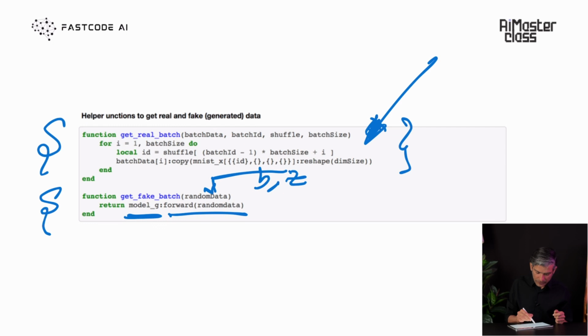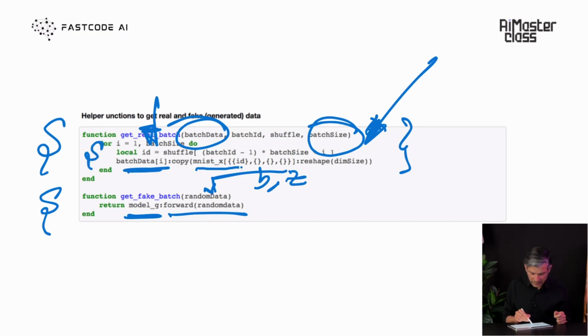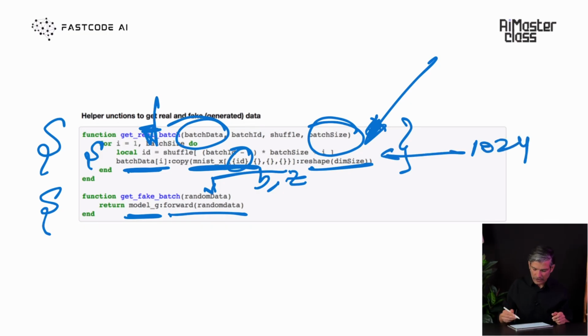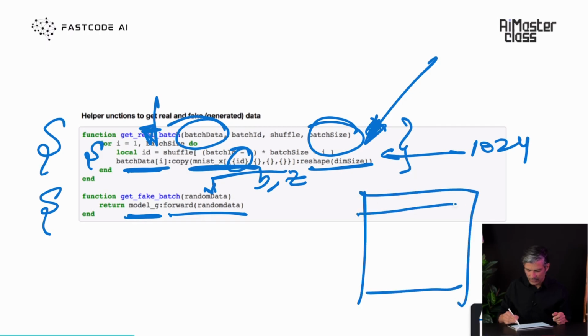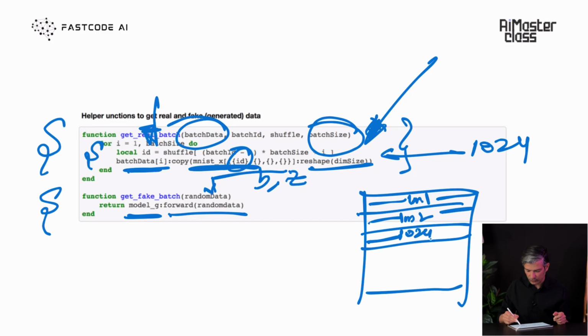Similarly here, we give it this data structure and we populate it with real images. We loop from 0 to batch size, and populate this data structure with the image in the data set at location ID, and simply flatten it so it becomes dim size. If you remember, dim size was 1024. So after you do this, your batch data looks like a matrix where every row is an image. Let's say this is image 1, this is image 2, and so on, and all of them are of size 1024 because we have flattened each image into a row.